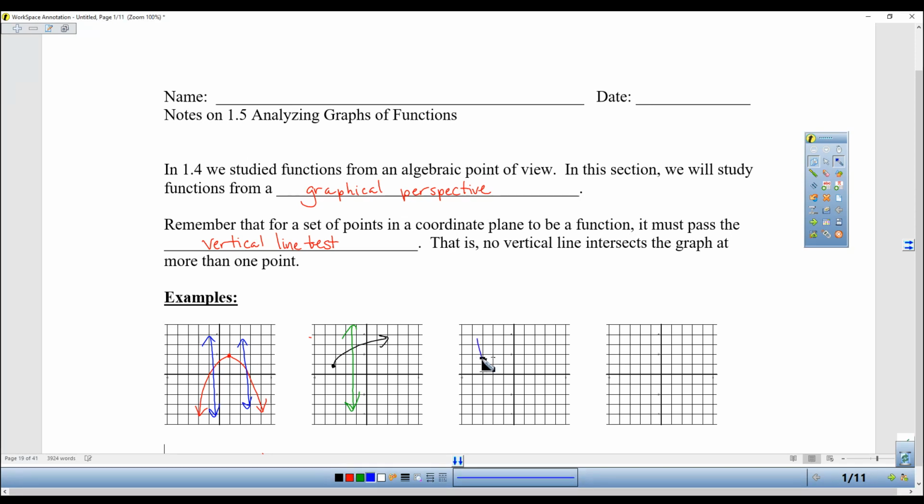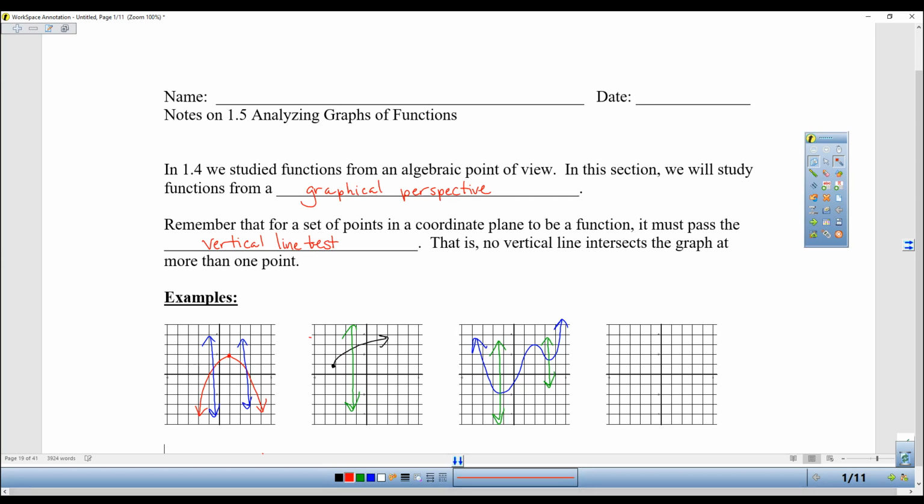Sometimes you'll have a really crazy looking function. This is a W, which means it's something to the fourth power. But again, even though it's much crazier looking than the last one, no matter where I go, I still am only going to pass 1 point if I draw a vertical line.